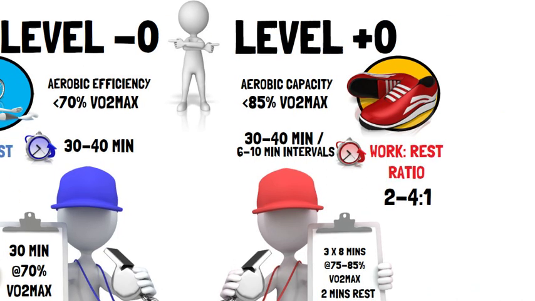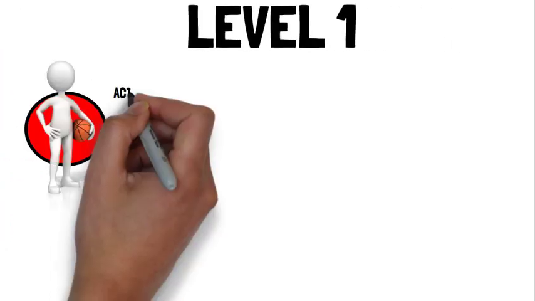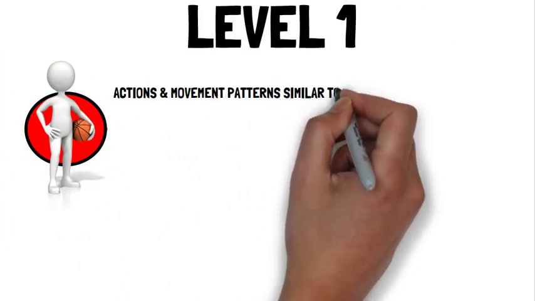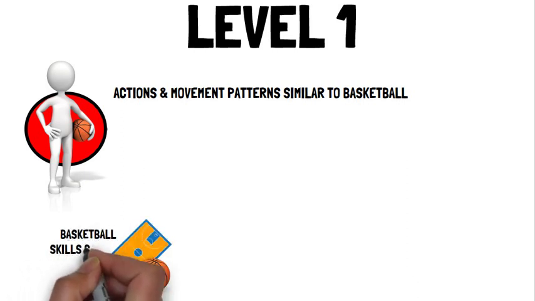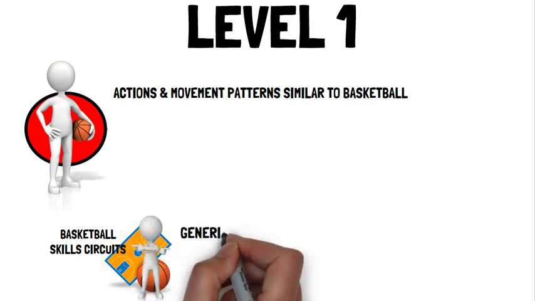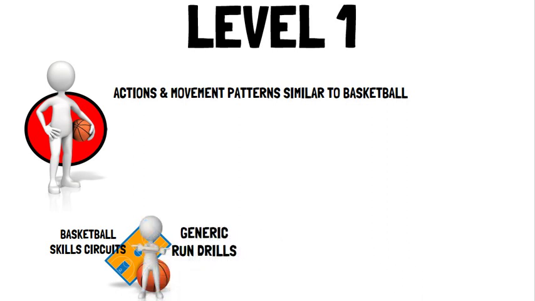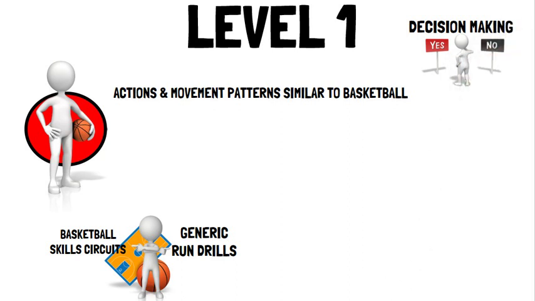And moving on to level 1, actions and movement patterns should now be similar to basketball, and depending on the player's level, can involve basketball skills circuits, but technical skills must be established first. If the player's basketball skills are not high enough, it is better to use generic run drills, on or off court. At level 1, decision making does not exist, or is very simple and non-specific.